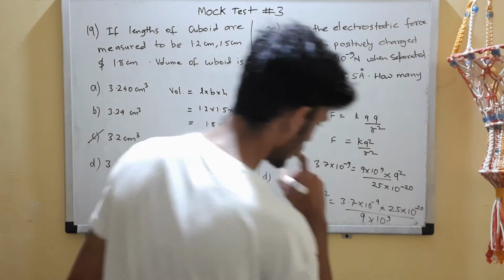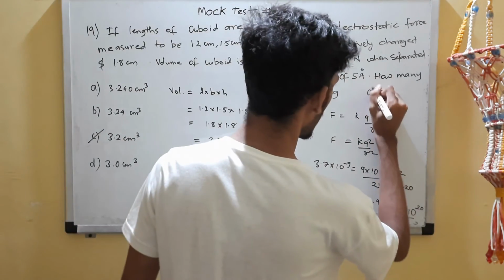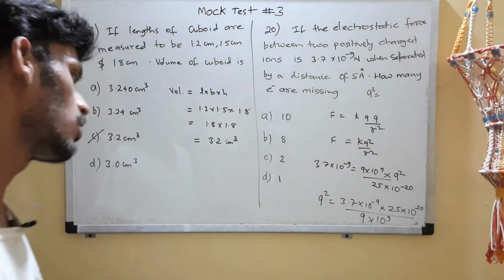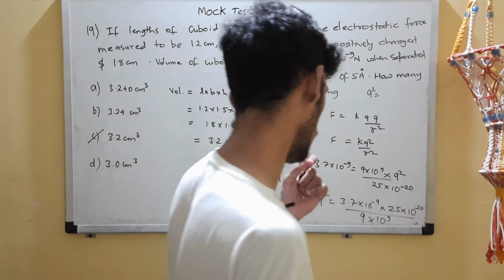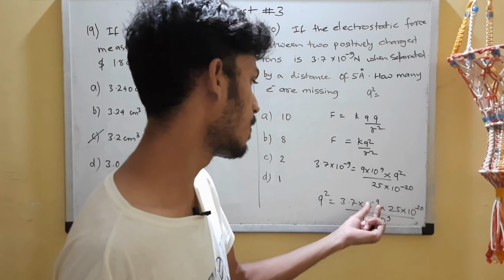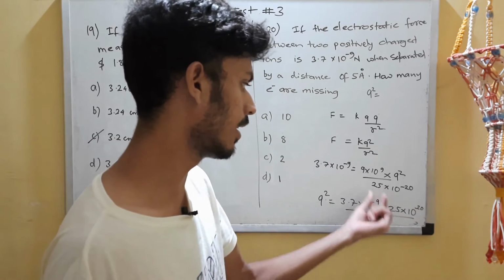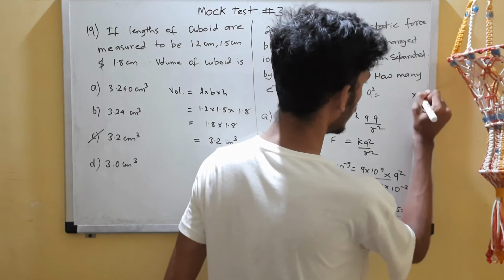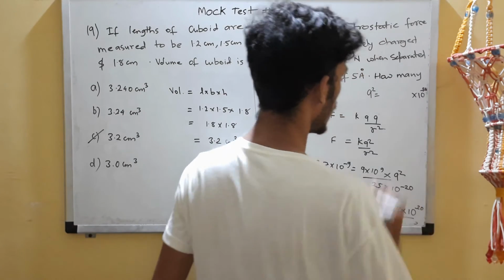Okay, so if you see, we have Q square as, suppose this was around 4. First of all, let's consider the powers of 10. Here we'll have 10 to the power minus 18, and minus 20, that is minus 38. So this is 10 to the power minus 38.